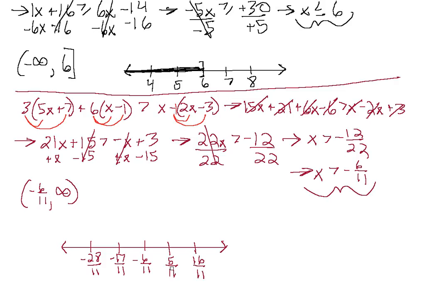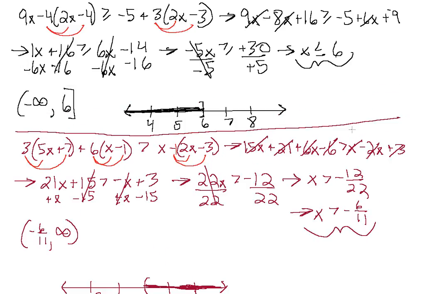All right, so we're looking for the values that are greater than minus 6 over 11. So we're going to be shading everything to the right of minus 6 over 11, and we're not including minus 6 over 11, so we're going to put a parenthesis opening to the right there, and then we're shading everything to the right. And that's all there is to it. Very simple. Let's do one more.